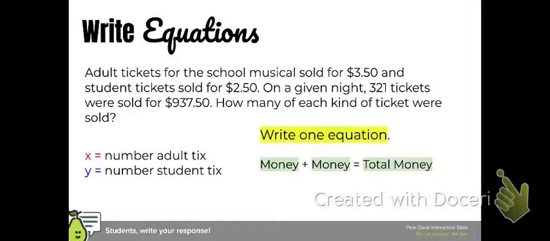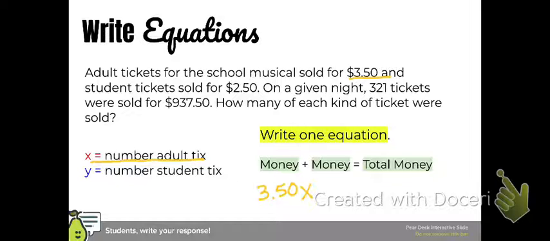So if you think about this, they're selling adult tickets. Adult tickets are $3.50, but it's not just $3.50. It's $3.50 times the number of adults that bought the tickets. So if 10 people bought the tickets, it'd be $3.50 times 10. So it's $3.50 times X.